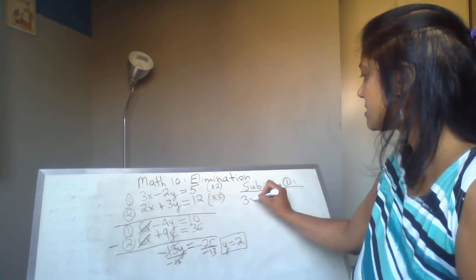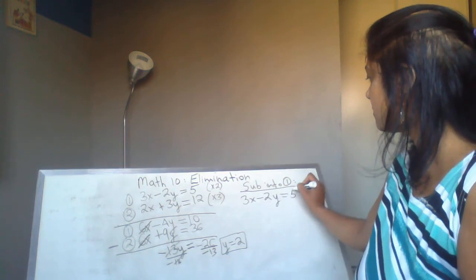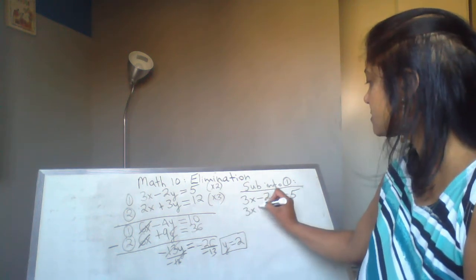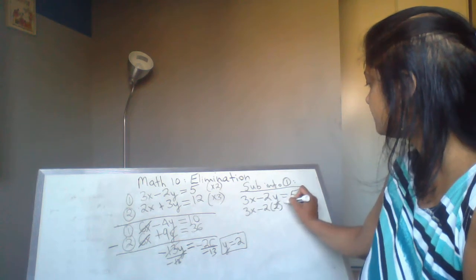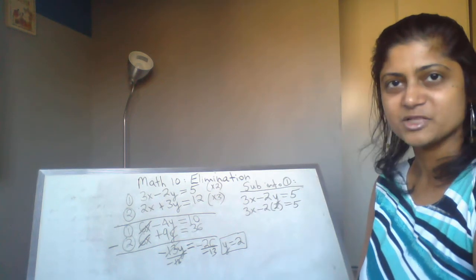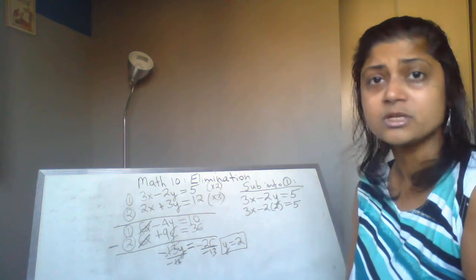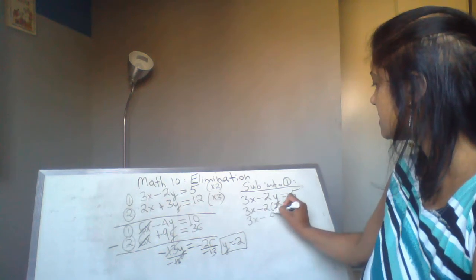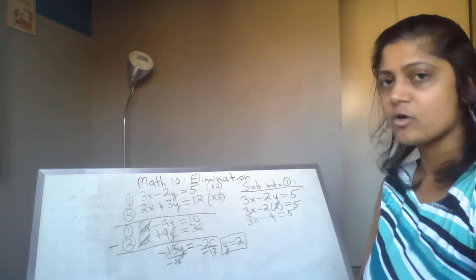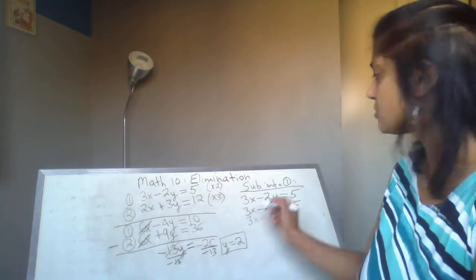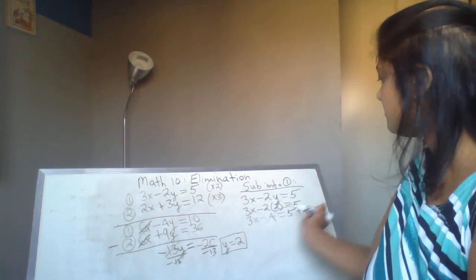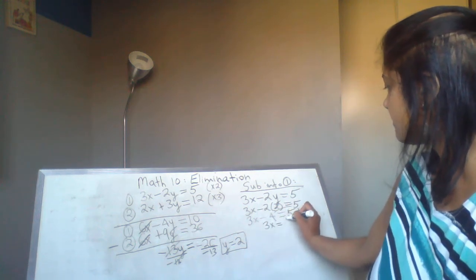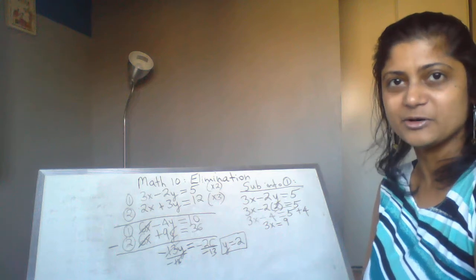I'm just going to rewrite this equation: 3x minus 2y equals 5. I'm taking y equals 2, and we're going to plug it in here. So 3x minus 2 times 2 equals 5. This is a good example with whole numbers, just so we understand the concept. So 2 times 2 is 4, so it's actually negative 4 here. I'm going to take this to the other side, so it's going to be positive 4. I'm left with 3x equals 5 plus 4, 9.